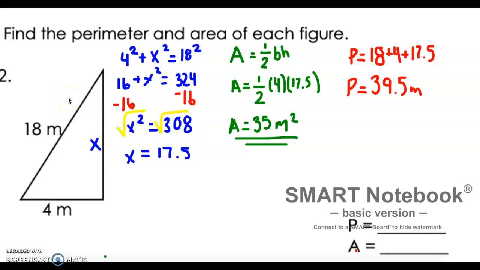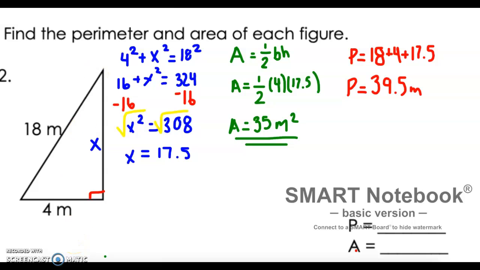All right, so the directions say to find the perimeter and area of each figure. Here we have a triangle. It is a right triangle, and we know two sides of it. We know that the base is 4 and that the hypotenuse is 18. We need to figure out the third side.